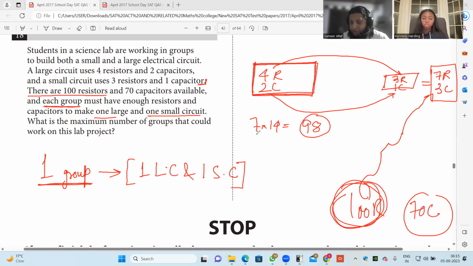Okay, so if I'm taking 14, 7 times 14, how much is 3 times 14? Is that 42, below 70? Yes, it is below 70. So it's okay. So how many groups can you have? A maximum of 14. That's the answer.